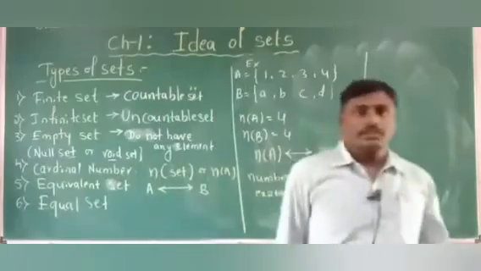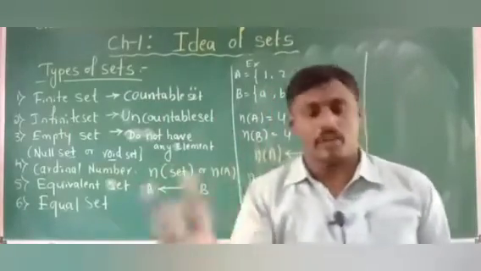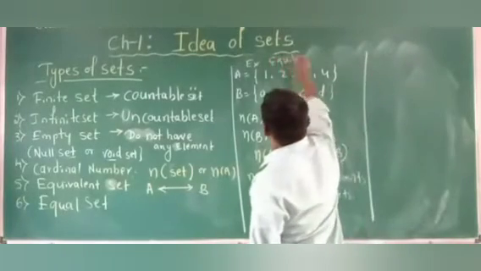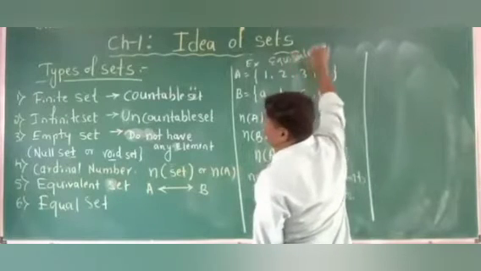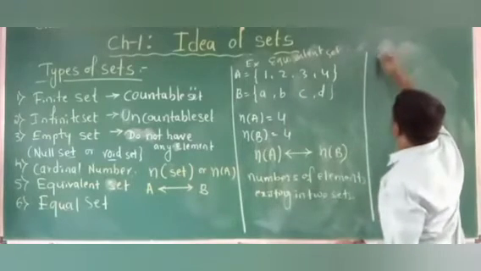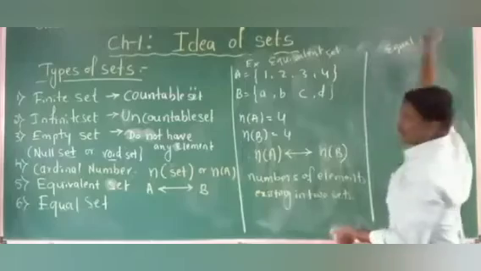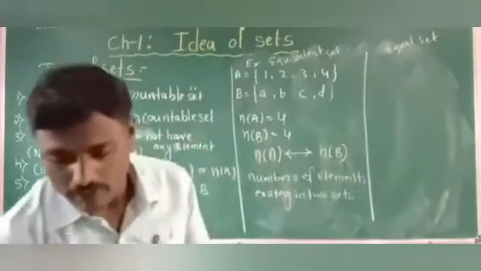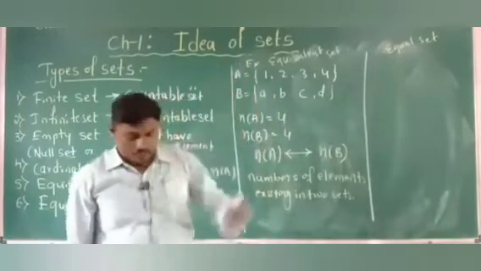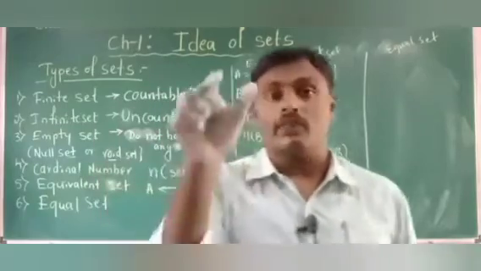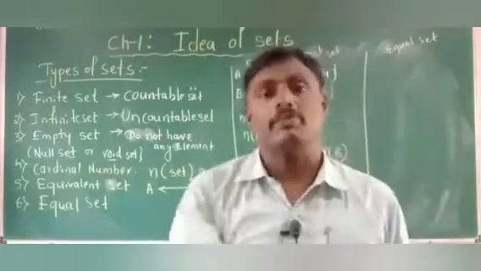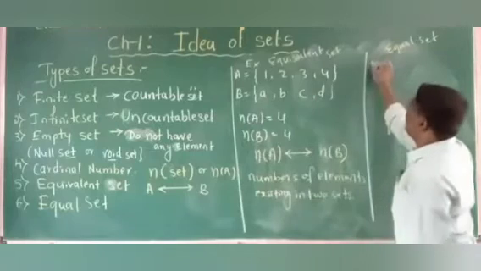So equal set means what? There is a slight difference between equivalent and equal set. The first one is equivalent set. Now I am taking the example for equal set. What is the meaning of equal set? Again, here I am taking two sets. If two sets are having equal number of elements and all the elements existing in set A as well as in set B are same, here I am taking set P.